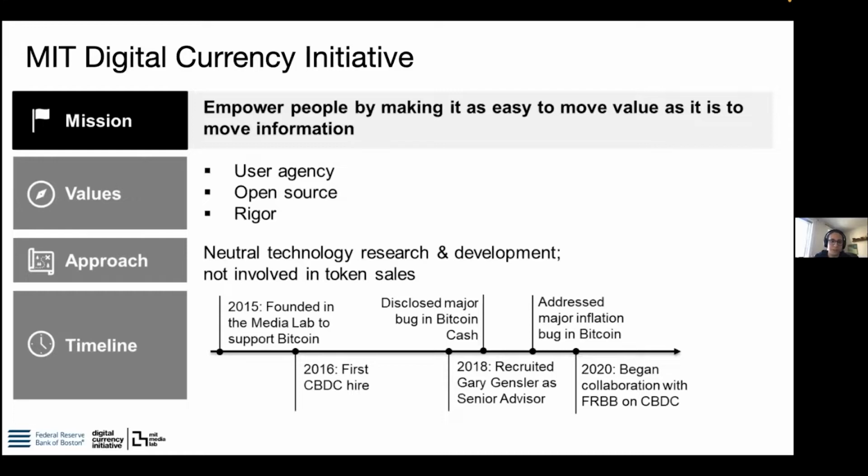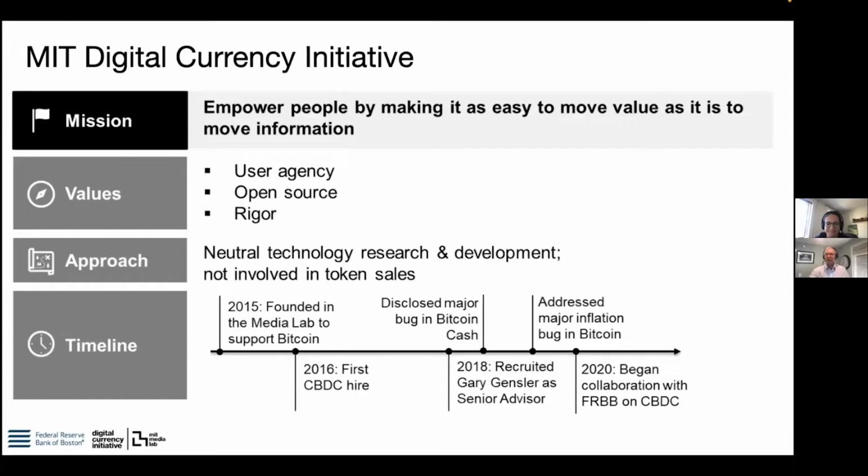Below is just a little bit of our timeline, what we've been doing for the past 6 years, working on Bitcoin Core development with a security focus. But we have been thinking about central bank digital currency since 2016, and 2020 is when we actually began this collaboration with the Federal Reserve Bank of Boston. And so with that, I will turn it back over to Anders.